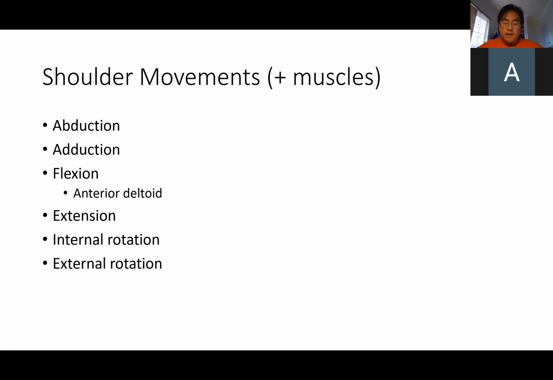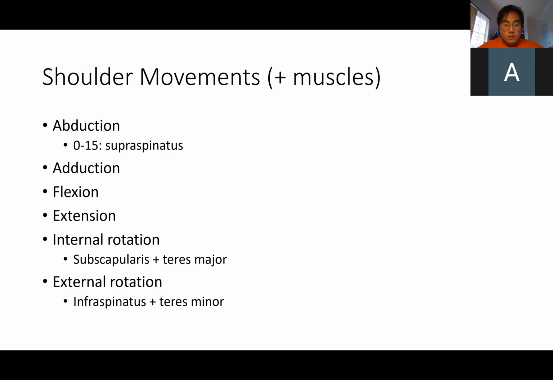Flexion is the anterior head of the deltoid. You can kind of imagine that. Extension is posterior deltoid. You can also kind of imagine that. Internal rotation. So I mentioned before how the subscapularis mediates internal rotation.